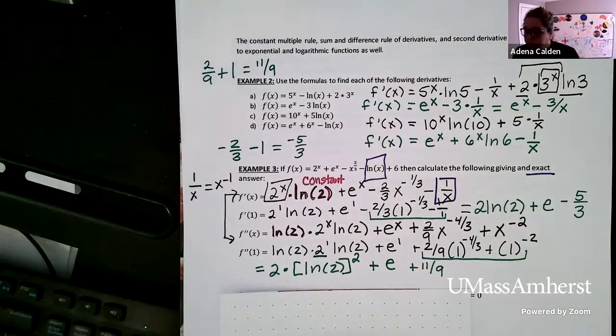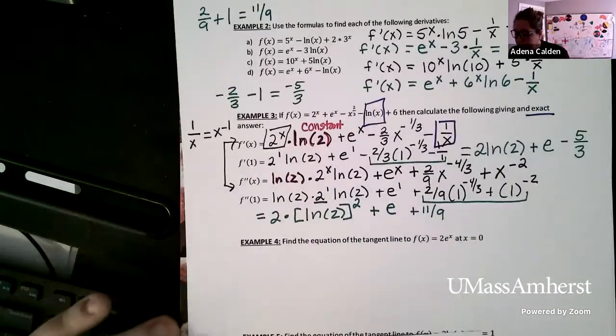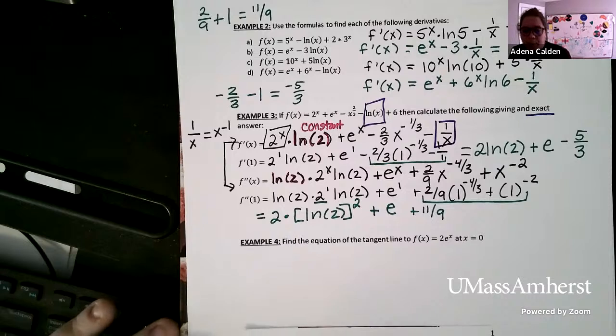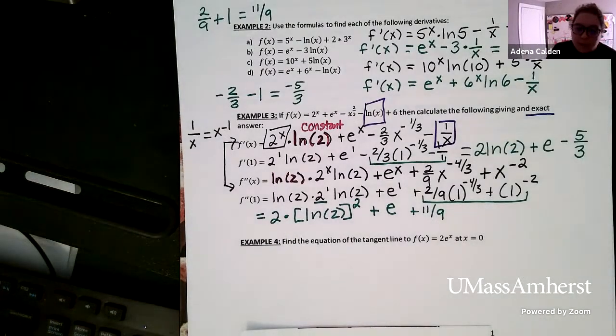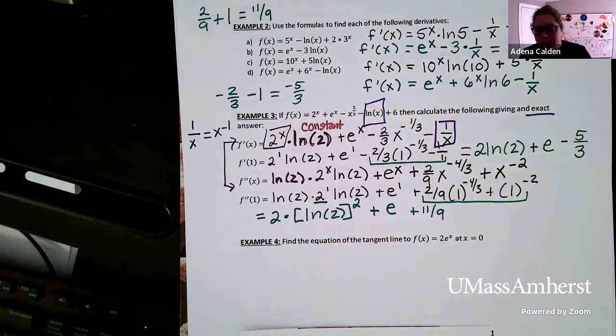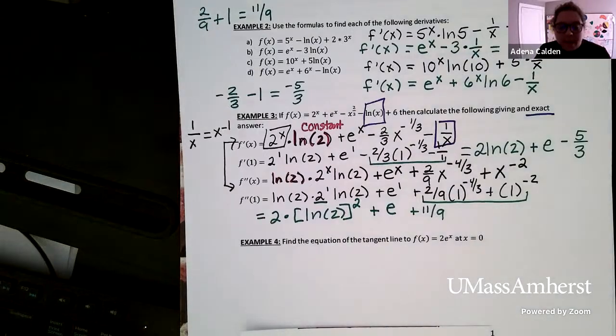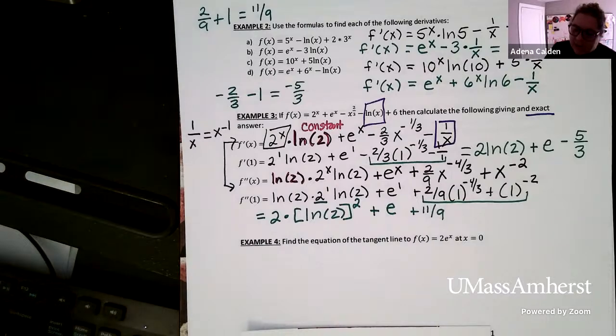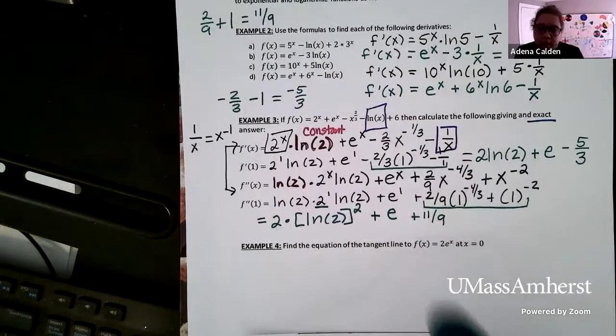Now, the next thing we want to do, as you may have guessed would come up at some point today, is to find the equation of the tangent line. So we did this a bunch last time, and so there's a process. And we can apply that process again here. And what's different is that now our function is exponential.